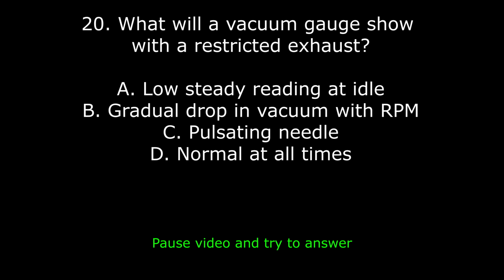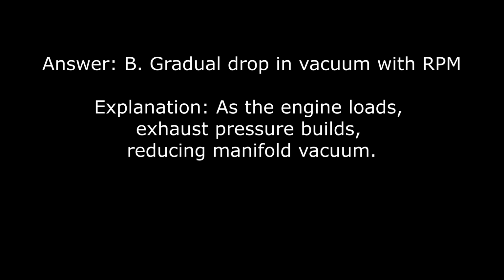20. What will a vacuum gauge show with a restricted exhaust? A. Low steady reading at idle. B. Gradual drop in vacuum with RPM. C. Pulsating needle. D. Normal at all times. Answer: B. Gradual drop in vacuum with RPM. Explanation: as the engine loads, exhaust pressure builds, reducing manifold vacuum.